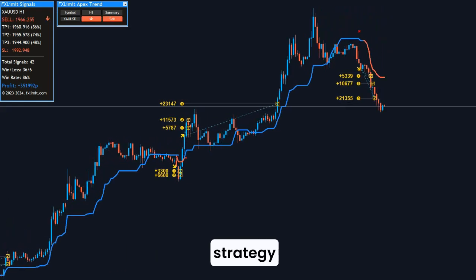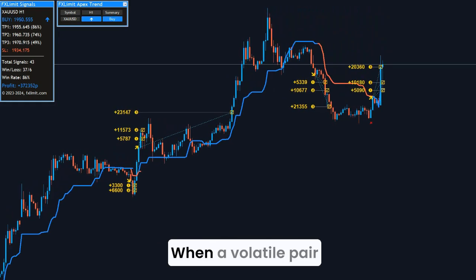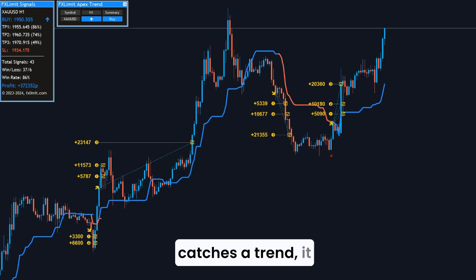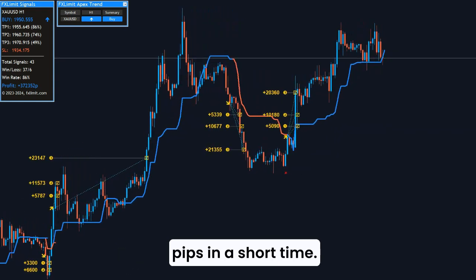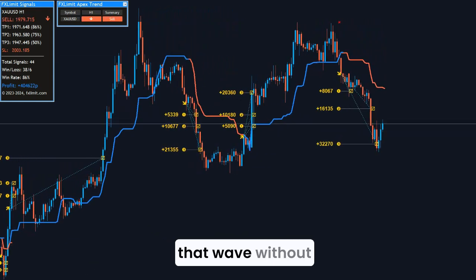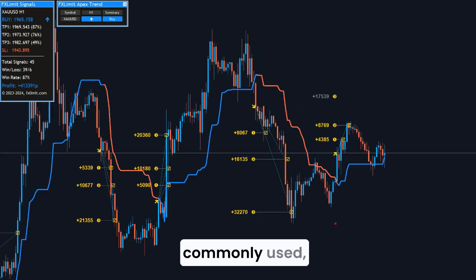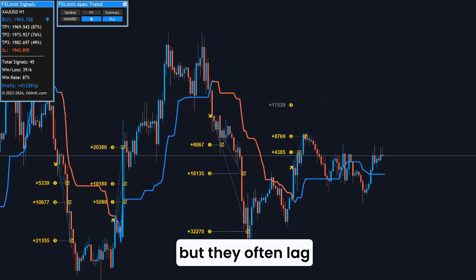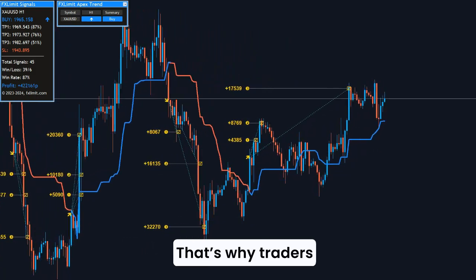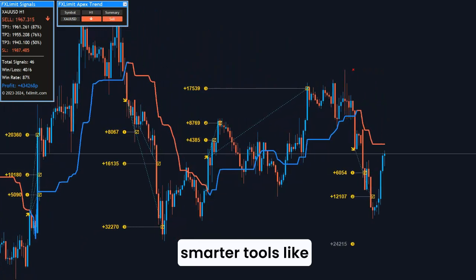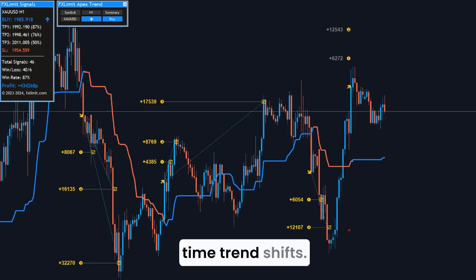Now, another solid strategy is trend following. When a volatile pair catches a trend, it can move hundreds of pips in a short time. The key is to ride that wave without getting thrown off. Tools like moving averages or trend lines are commonly used, but they often lag or repaint. That's why traders are leaning into smarter tools like trend scanners that give you real-time trend shifts.